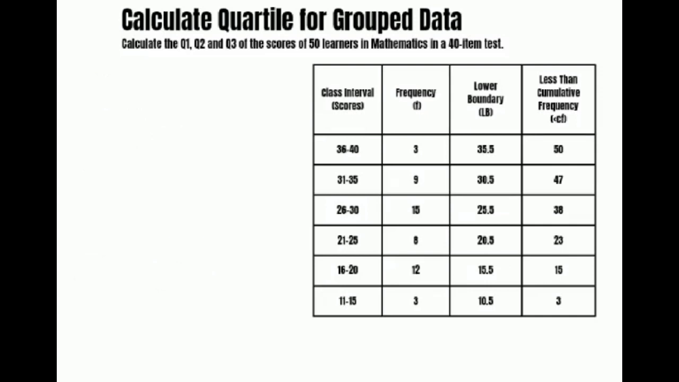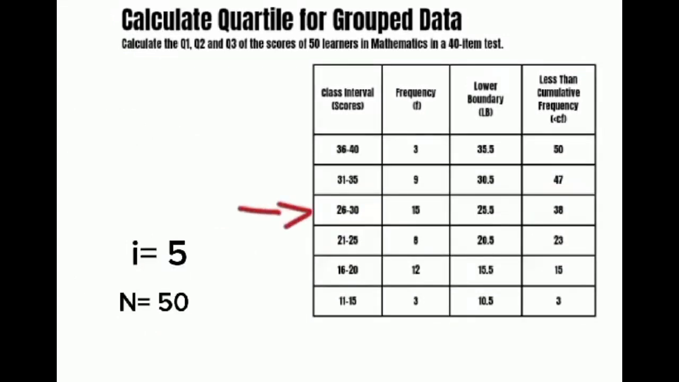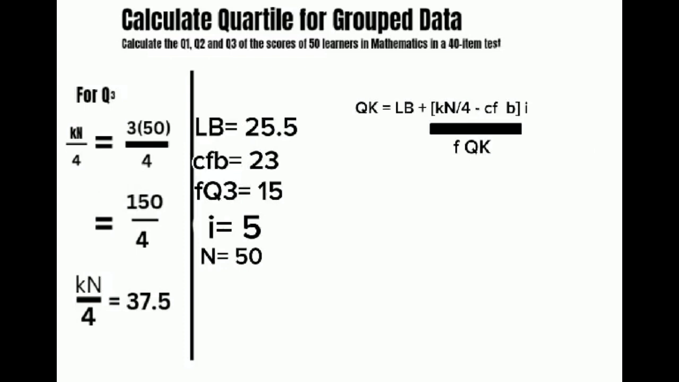So now, our N is 50 and our class interval is 5. So now, we just need to look for the Q3 class. So the 37.5 is between the 23 and 38. So, meaning to say, we're going to get it in the 26 to 30 class interval. And now, our lower boundary is 25.5 and our cumulative frequency before is equal to 23 and our frequency is equal to 15. And using the given, we would calculate it using the formula.